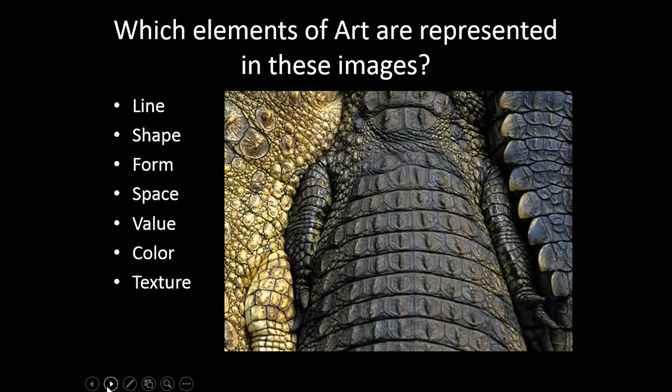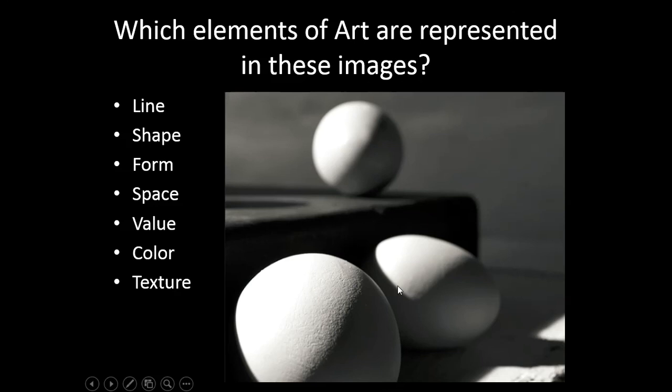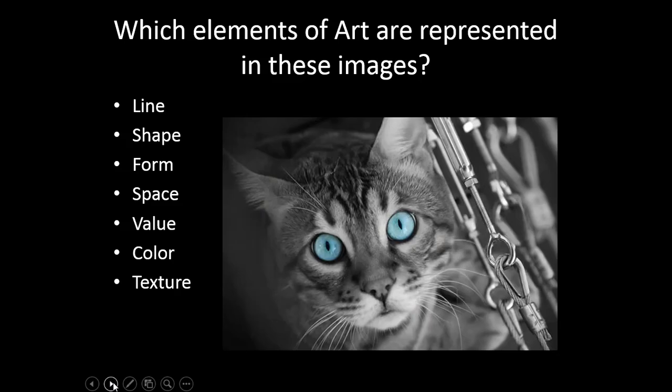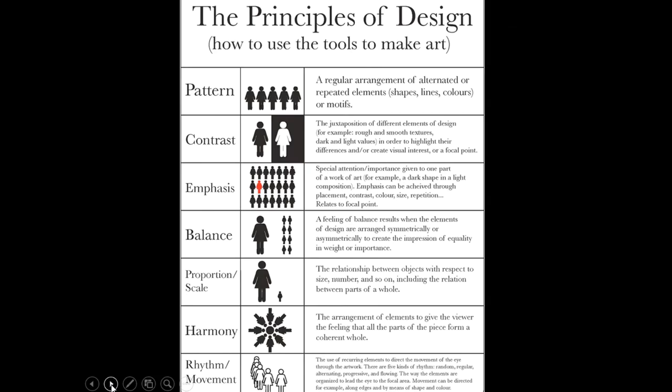It's pretty commonsensical. What elements of art do you see in this image? Texture, form. Eggs are three-dimensional. And value, the lightness or darkness of colors all over the place. Really nice. Color, the way those eyes pop. And you will learn how to do those fun techniques.